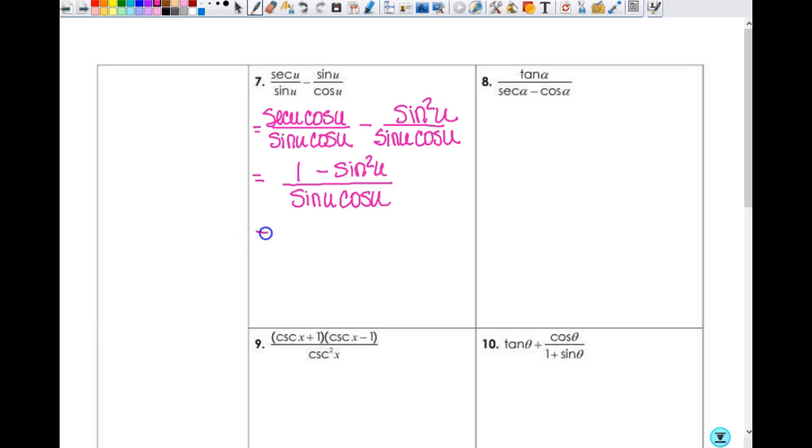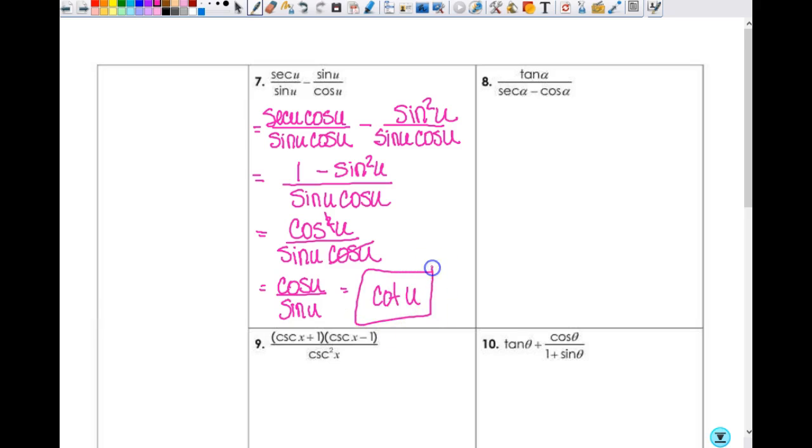All right. So then, can I cancel this sine with one of these? No, because there's subtraction, right? So, what can I put in the numerator? Cosine squared. 1 minus sine squared is cosine squared over sine u cosine u. Now can I simplify some cosines? Yes, I can cancel the 1 in the denominator with one of the ones from the numerator. This gives me cosine u over sine u. And what is cosine over sine? Cotangent u. And you're done.